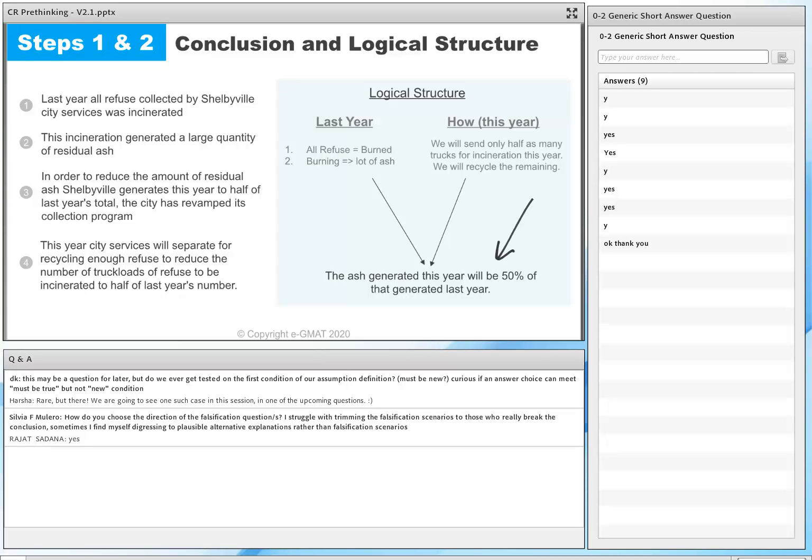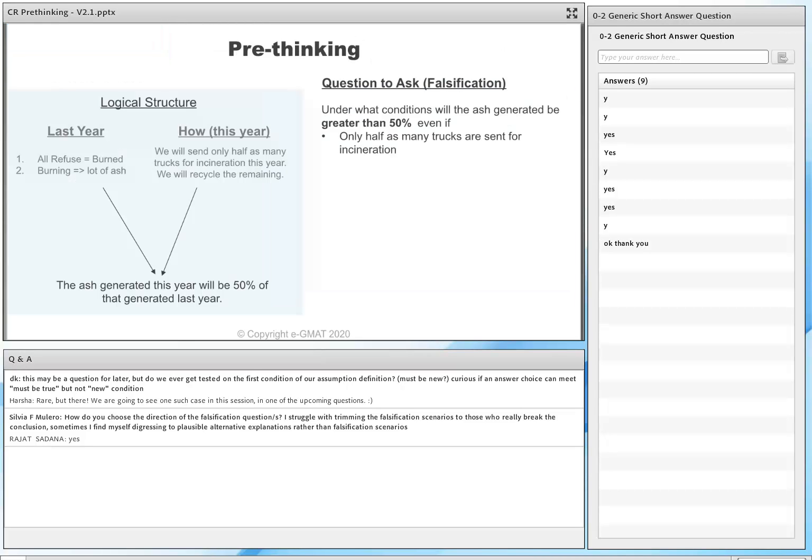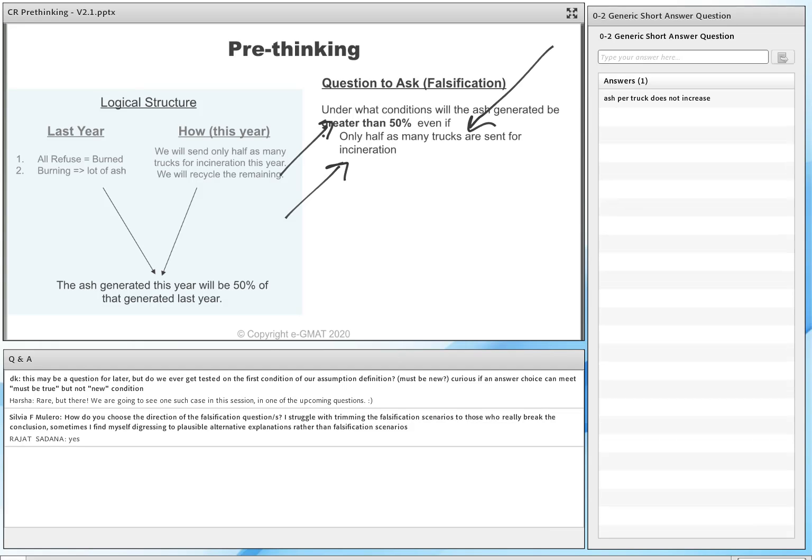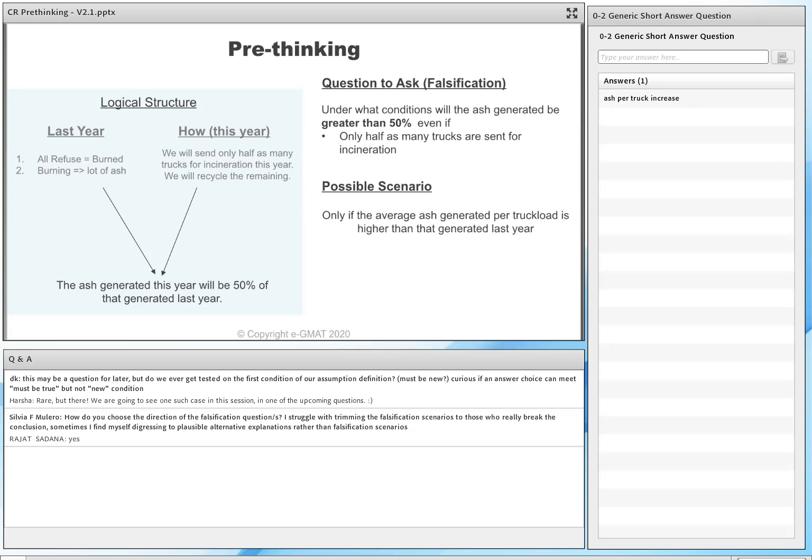The conclusion is that the ash generated would be half of what it was last year. So the falsification question that I ask is, in what condition will the ash generated be more than 50%, given that I'm only sending half as many trucks for incineration? In what scenario will I generate more ash if I'm only getting half as many trucks? No, that's their assumption. What's the scenario in which I'll generate more ash? The scenario has to be the opposite of that. Remember, this is a falsification scenario. Ash per truckload increases, yes.